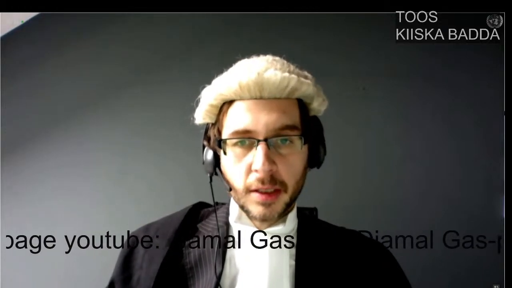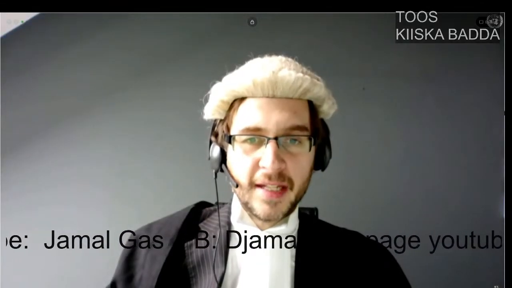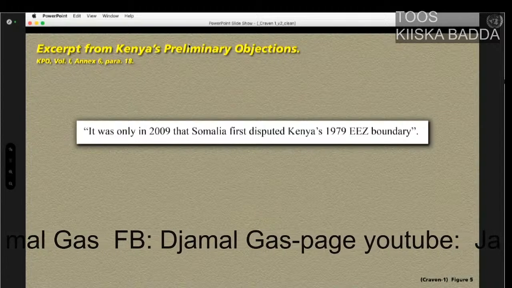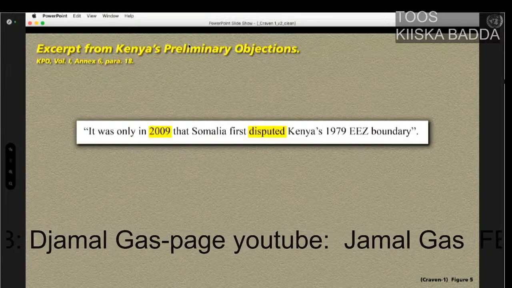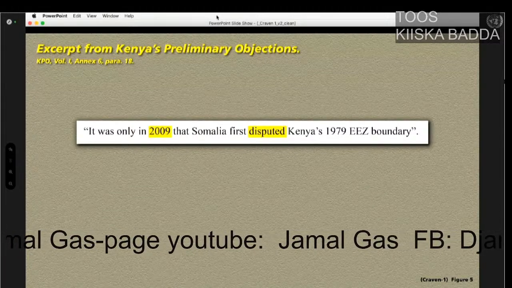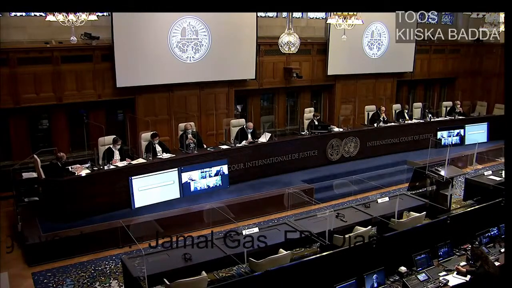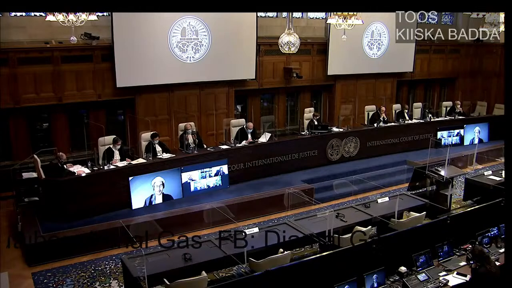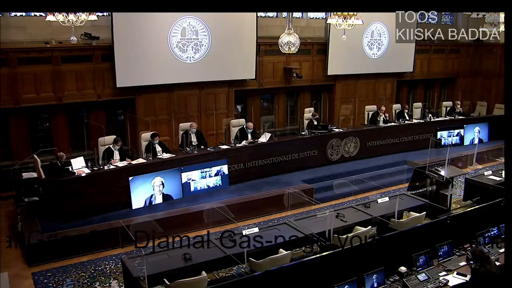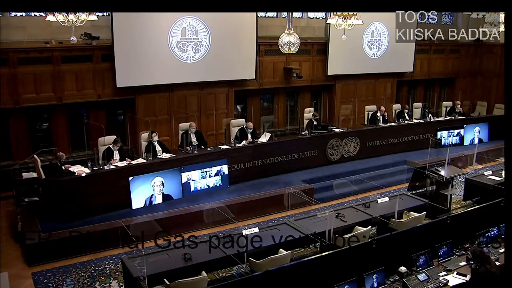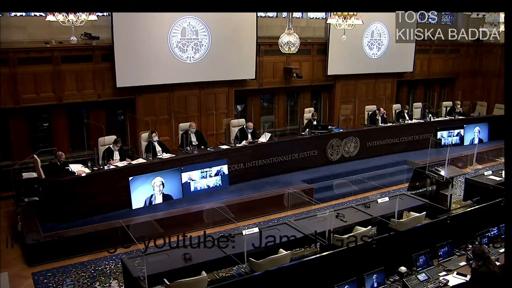In its preliminary objections, Kenya acknowledged that the dispute already existed at least half a decade before 2014. According to Kenya, it was only in 2009 that Somalia first disputed Kenya's 1979 EEZ boundary. And similarly, the Memorandum of Understanding, which the parties concluded in 2009, expressly referred to the existence of a maritime dispute and contained no fewer than 11 references to the dispute or disputed areas. Kenya's principal argument is thus fatally flawed.